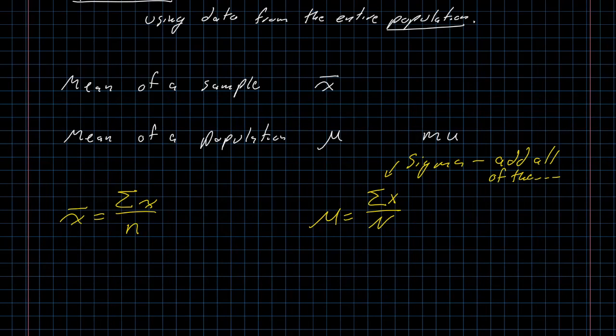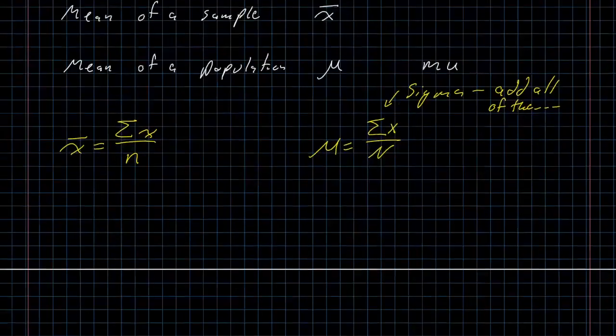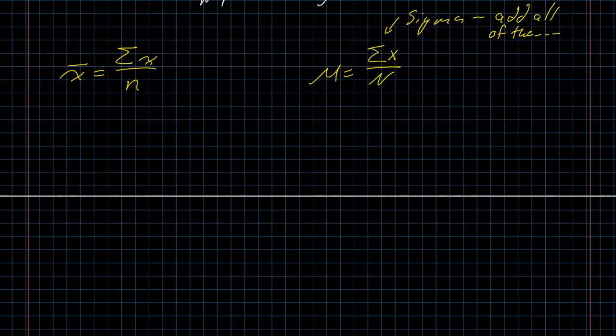For the population, we use a capital X to represent the individual data values, and we use a capital N to represent the total size of the population. All right, so notationally, this feels weird if you've not studied statistics before, but conceptually, again, this is the rule of average that you've known for all of your life.